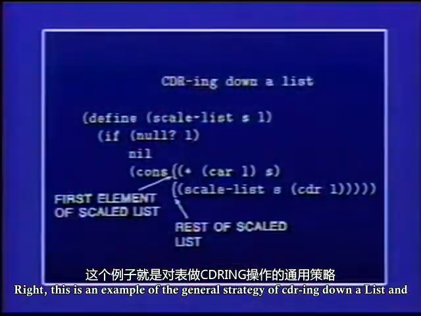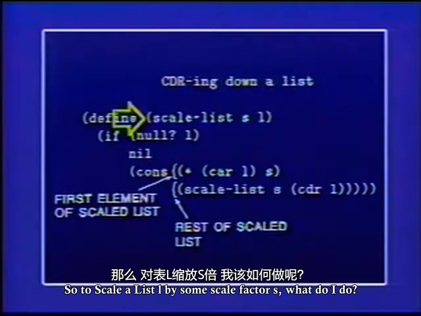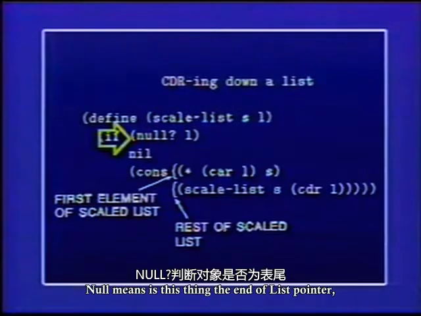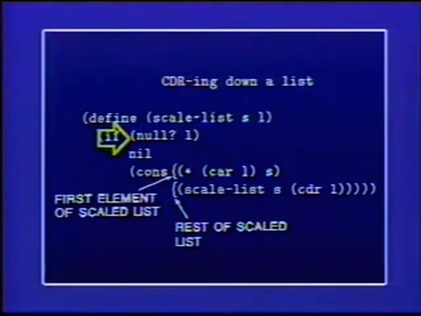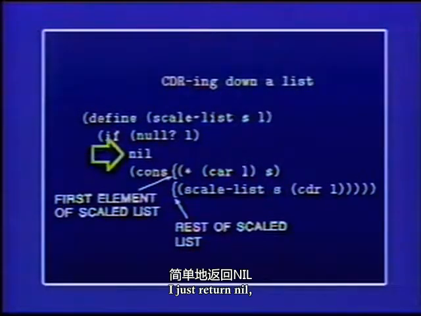Right, this is an example of the general strategy of cdr-ing down a list and so-called cons-ing up the result. So to scale a list L by some scale factor S, what do I do? Well, there's a test, and list has a predicate called null. Null means, is this thing the end of list pointer? Or another way to think of that is, are there any elements in this list? But in any case, if I'm looking at the end of list pointer, then I just return the end of list pointer. I just return nil.